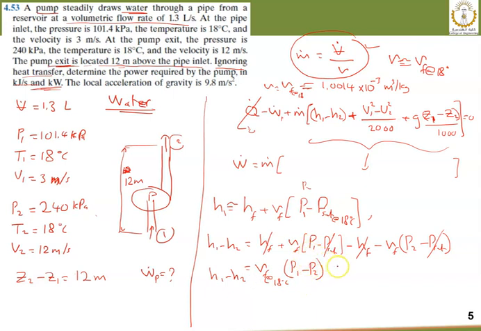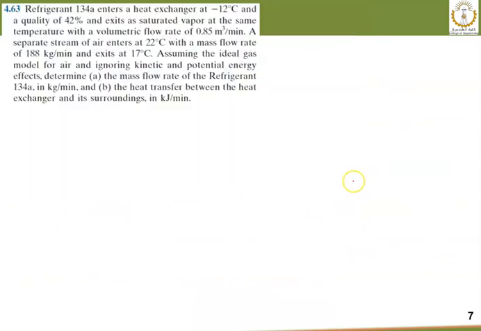So we substitute this in the equation. We have V1, we have V2, and we have Z1 minus Z2, which will equal minus 12 meters, and the rest will be just calculations.